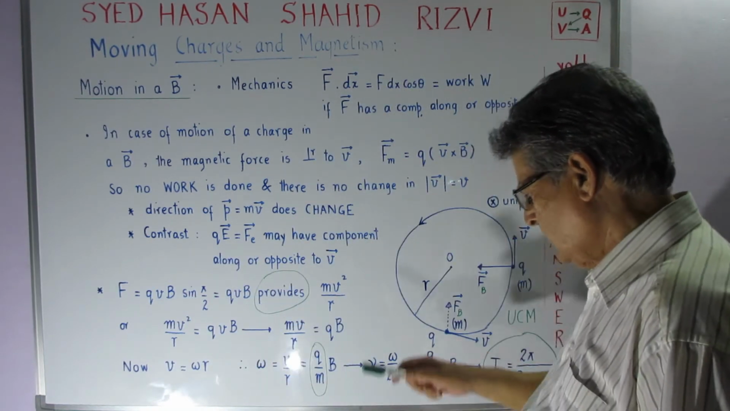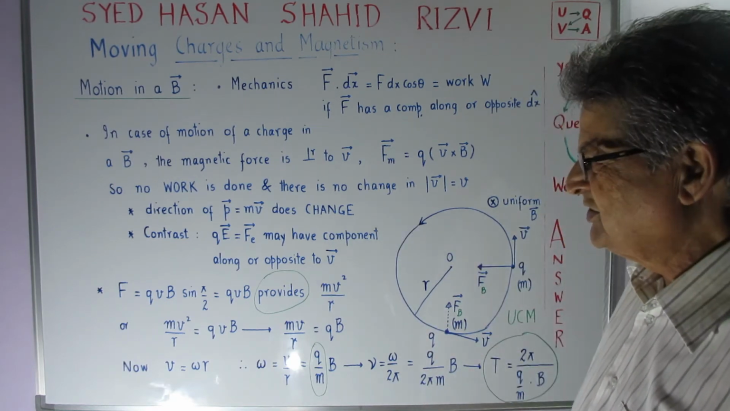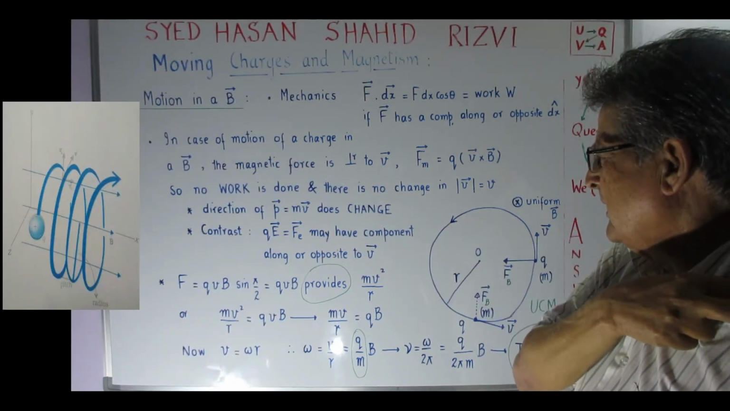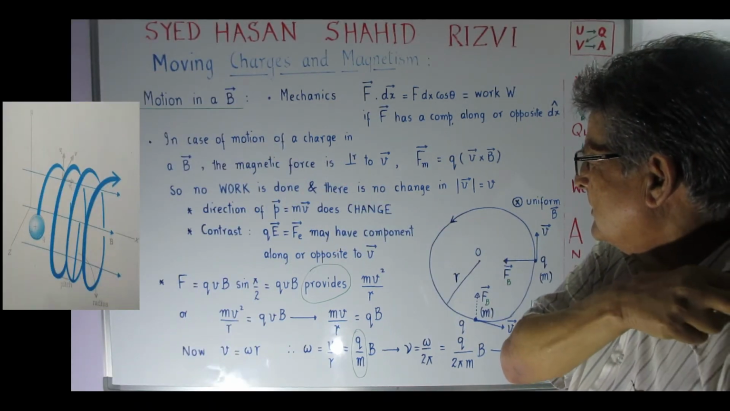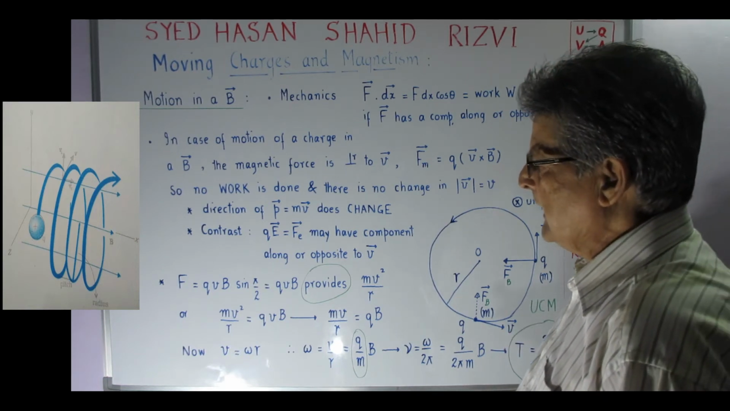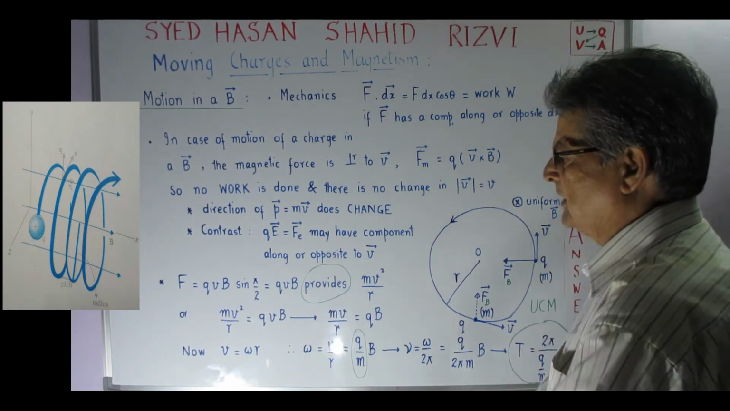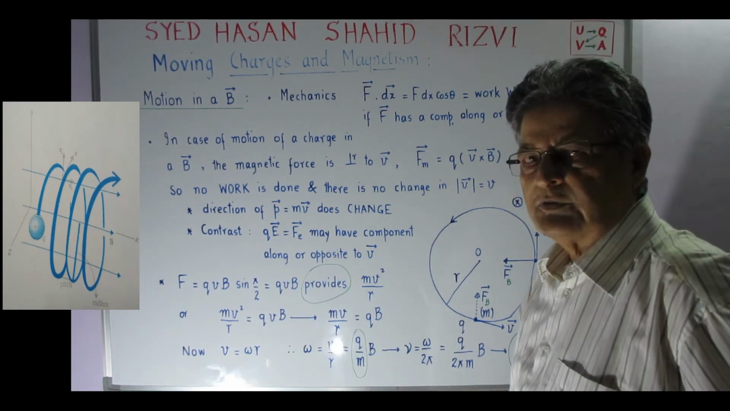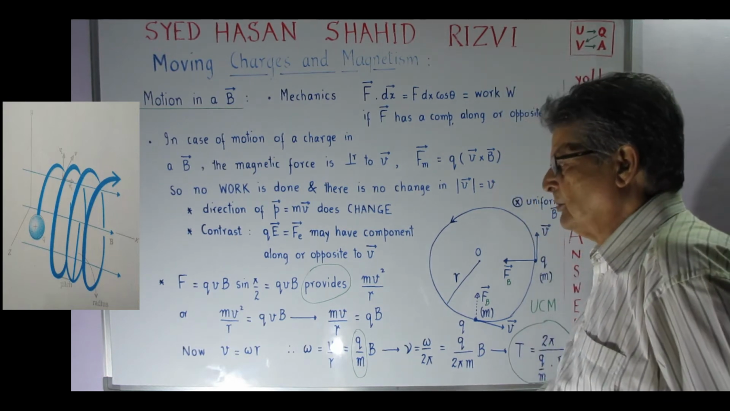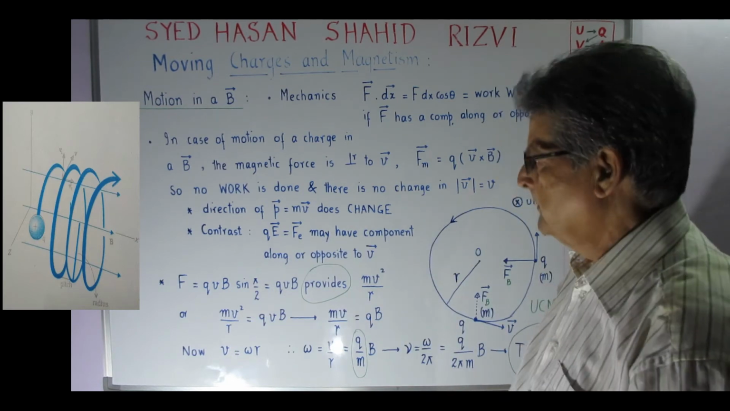It is like a helix. I will not be able to draw that convincingly, so I am just putting on the left hand side a schematic diagram of a helical path of a particle in a magnetic field, where it has a velocity component along the direction of B. Okay.